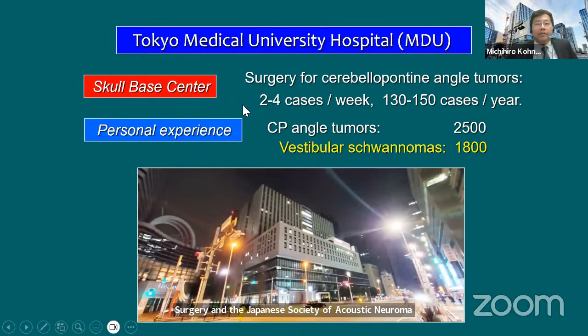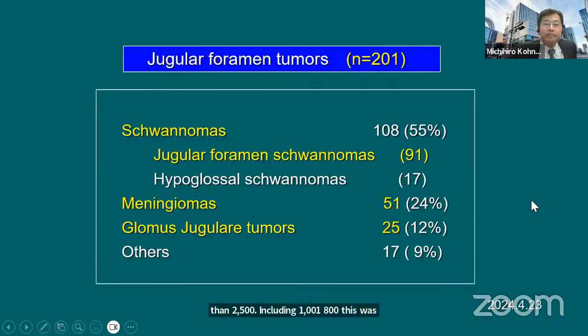At the Skull Base Center of Tokyo Medical University Hospital, we perform surgery for CP angle tumors two to four cases per week, totaling about 150 cases per year. My personal experience of surgery for CP angle tumors is more than 2,500, including 1,800 vestibular schwannomas. I operated on nearly 200 jugular foramen tumors, and schwannomas account for nearly half of our series, and meningiomas, glomus jugulare tumors, and others like these.